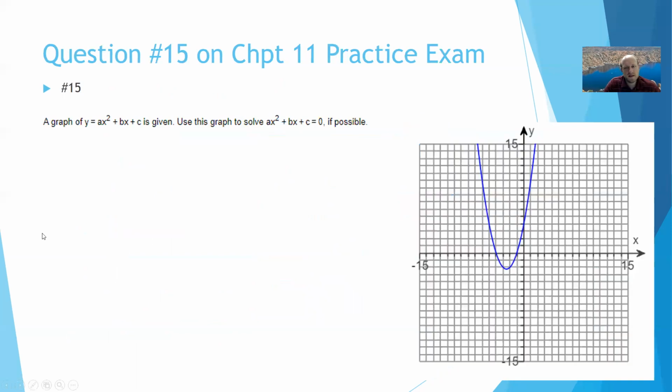Let me do some examples now. Number 15 on the practice exam looks a little complicated, but it's much easier than it actually looks. It says, a graph of y equals ax squared plus bx plus c is given. Use this graph to solve ax squared plus bx plus c equals 0.